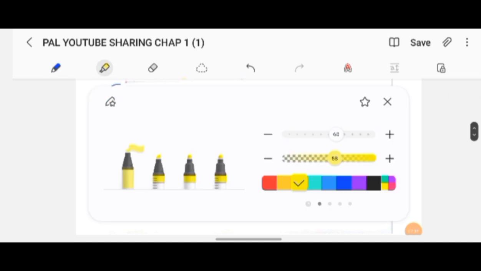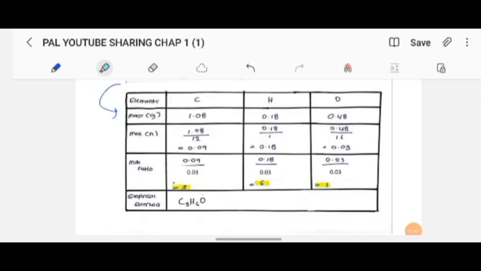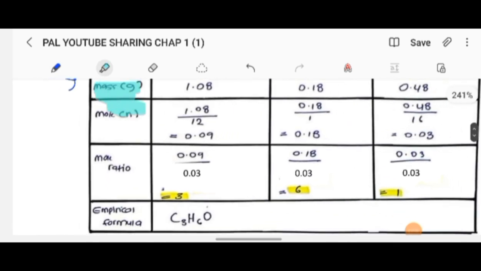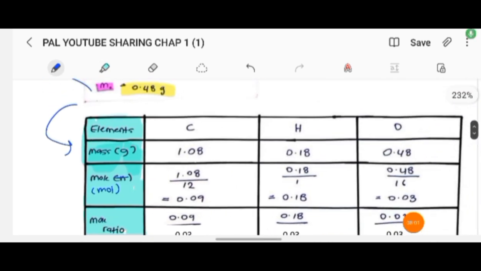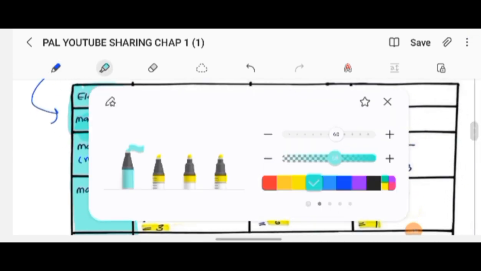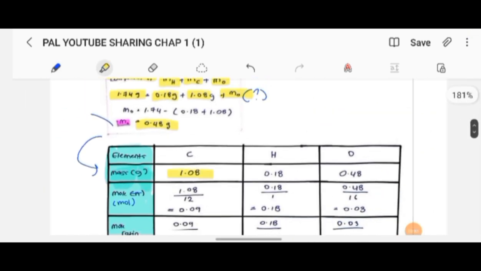So this table, you guys write it in full, everything here must be written in full. The elements also must be written. Okay, so for the mass, we just copy back what we got just now: 1.08 gram for carbon, 0.18 for hydrogen and 0.48 for oxygen.